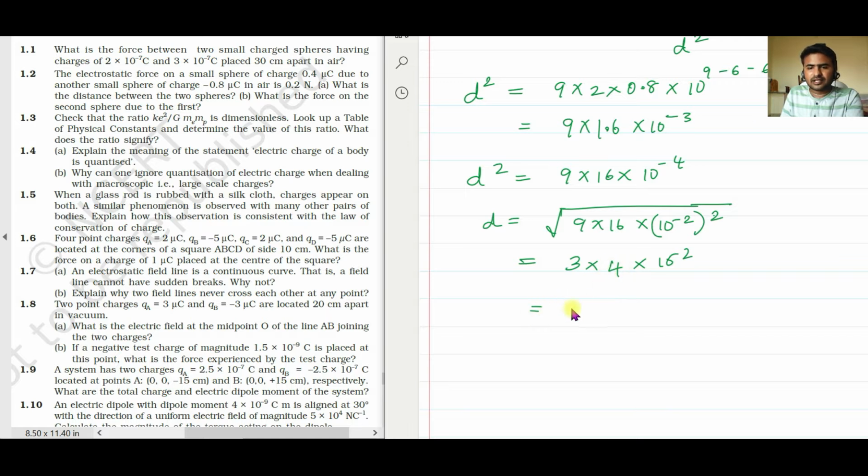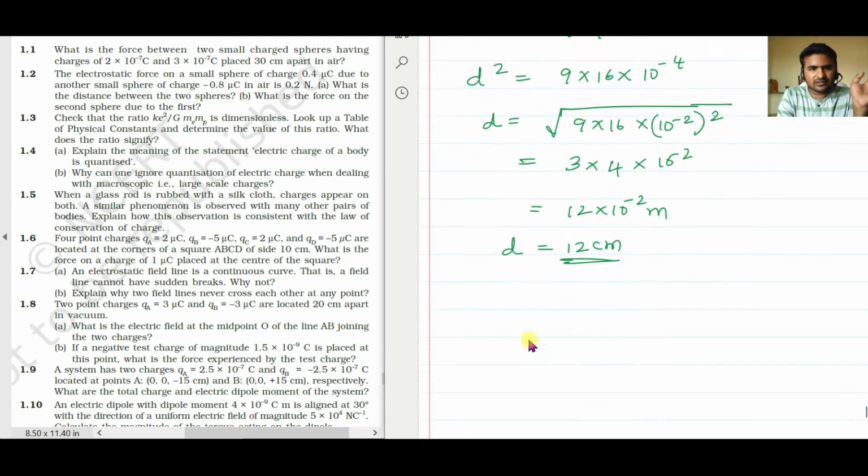So basically I get 12 into 10 to the power of minus 2 meters, which is nothing but 12 centimeter, because 10 power minus 2 is nothing but centi. So this is the distance between these two spheres. Okay, so easy to solve.